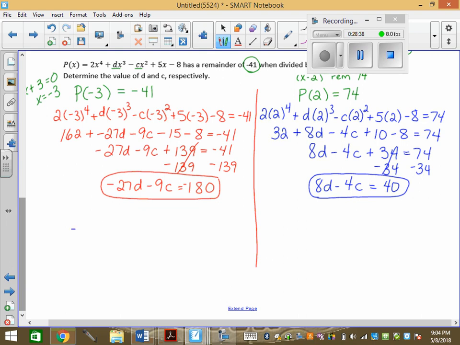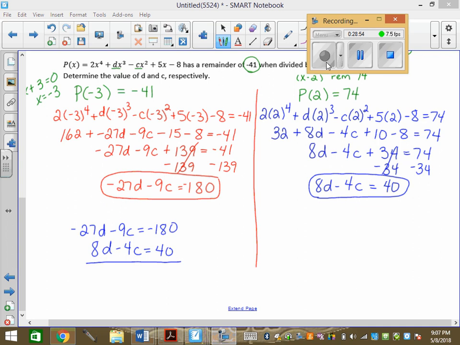So we line them up. Negative 27d minus 9c equals negative 180, and 8d minus 4c equals 40. So now we want to do elimination.